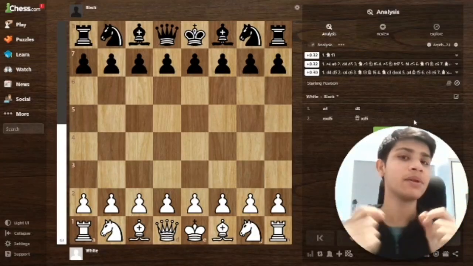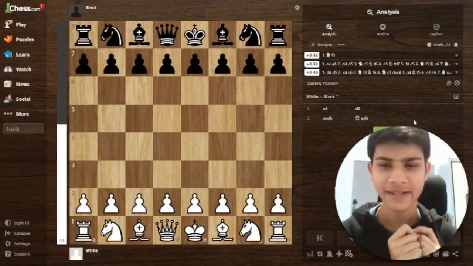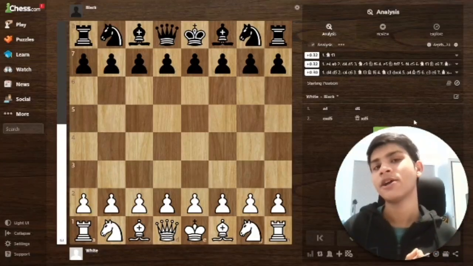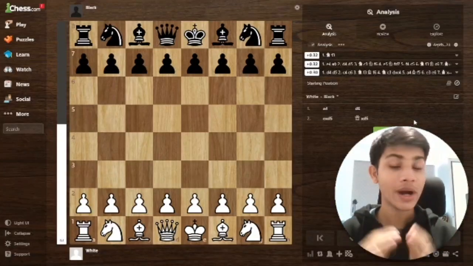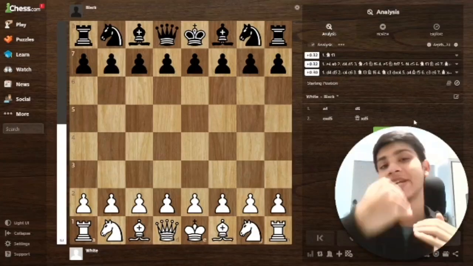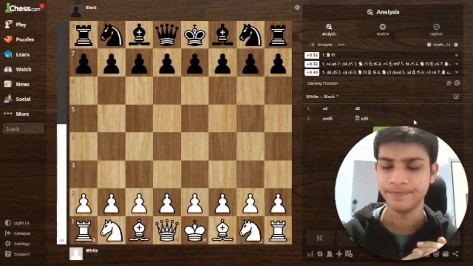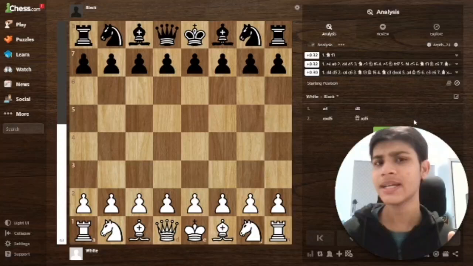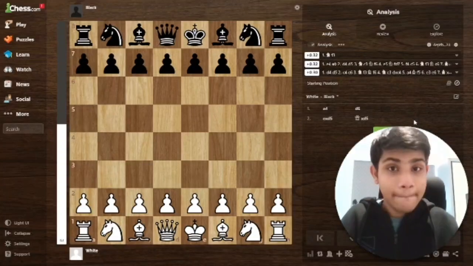To the next level with a very important concept, guys. So I want you all to get ready to understand the concept of trading pieces. Now the question arises, what is trading pieces?